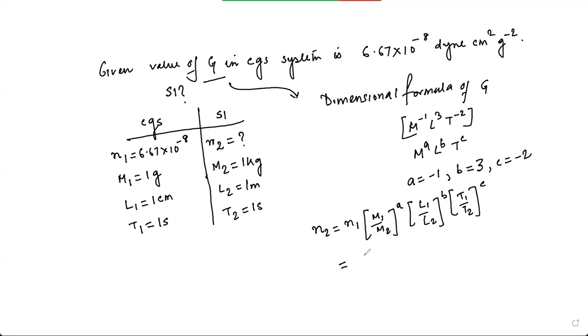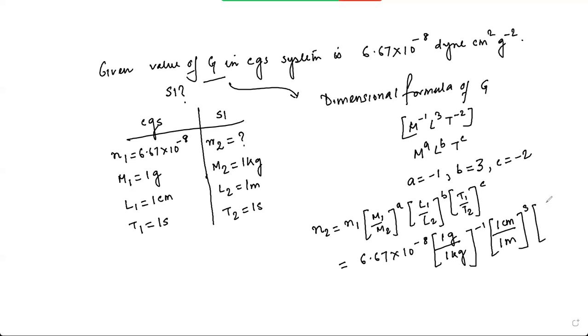The value of N1 is 6.67 into 10 to the power -8. M1 is 1 gram, M2 is 1 kg, and the value of A is -1. The value of L1 is 1 centimeter and the value of L2 is 1 meter, and B is 3. T1 is 1 second and T2 is also 1 second, with C as -2.